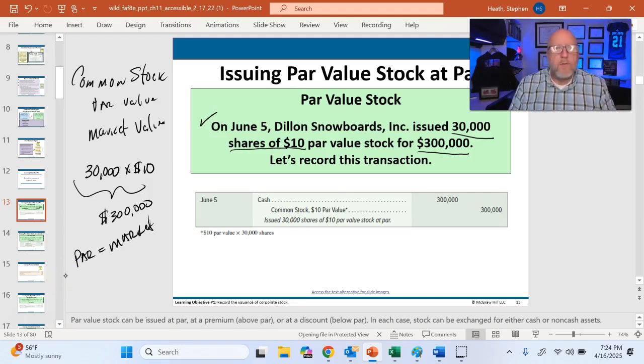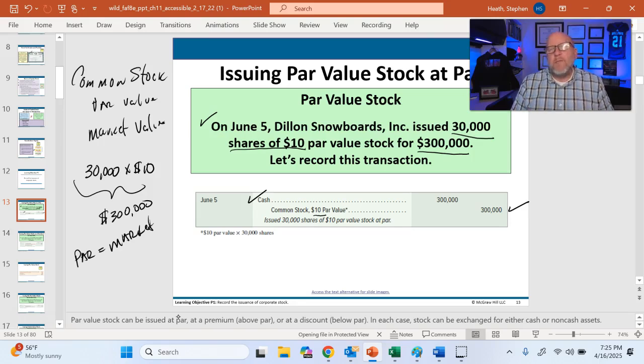All right. So all we're going to do if we issue at par is we're going to debit cash for the 300, right? Cash is an asset. And if I want to increase an asset, I do it on the left side of the T account. And then I'm going to credit common stock 300,000. And I will call it common stock with a $10 par value. All right? That is issuing at par. That is issuing common stock for a price that is equal to the par value.